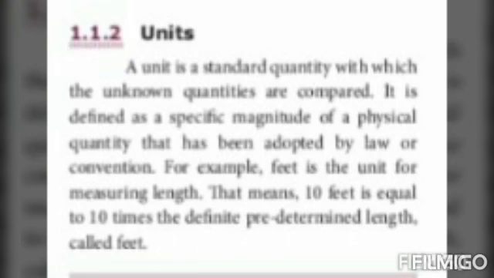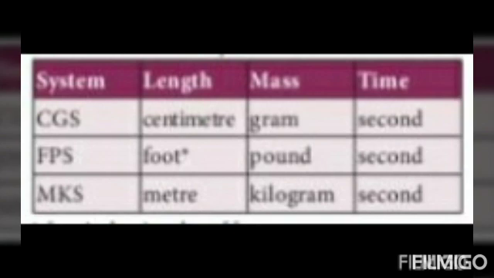Definition for units. A unit is a standard quantity with which the unknown quantities are compared. Once again the definition. A unit is a standard quantity with which the unknown quantities are compared. Earlier, different unit systems were used by people from different countries. So some of the unit systems followed earlier were called the CGS system, FPS system, MKS system.